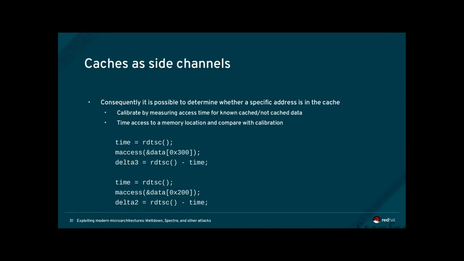Here's kind of how you would do it. On most contemporary processors, there's either an instruction to do this, or there are other ways to achieve the same thing. You have a very high precision timestamp counter, the TSC, on x86 machines. I can read it, do a memory access, read it again, and look at the delta. I can see was that location cached? We'll come back to why that's important in a moment.